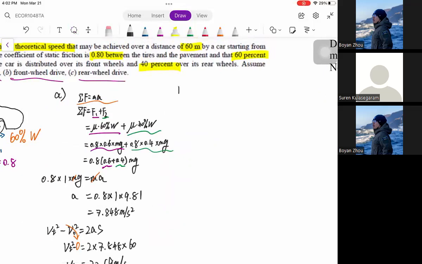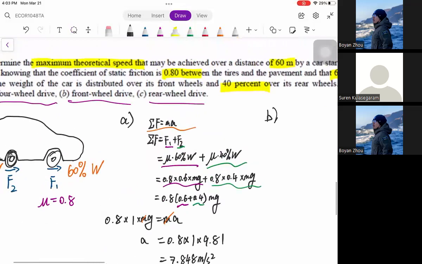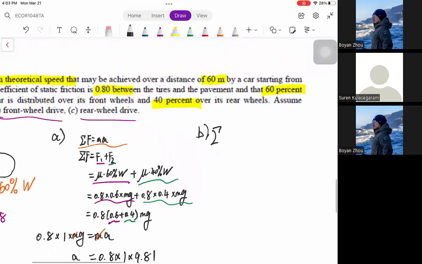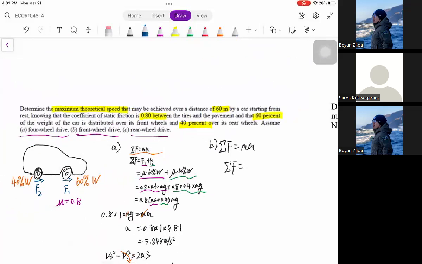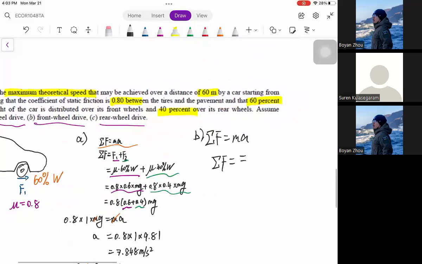Then let's go to the next one, when the car is a front-wheel drive. This car is cheaper, it's a front-wheel drive car. So Newton's second law is not going to change. But the resultant force in this case, since it's only front-wheel drive, doesn't have any power on the rear wheel. So in our free body diagram over here, F2 is going to be 0. So the resultant force is just going to be equal to F1.